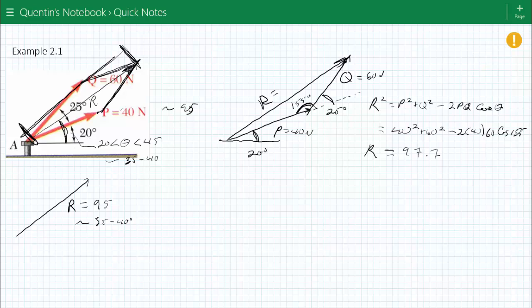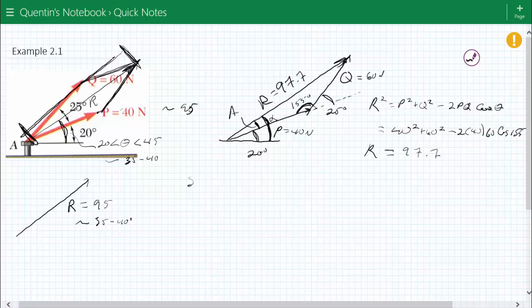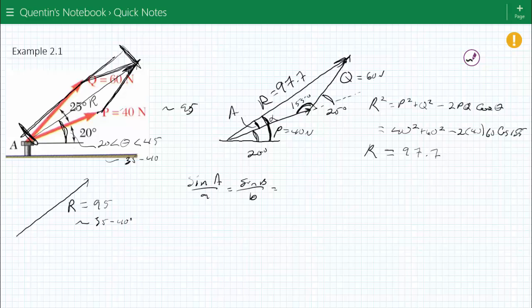Okay, so now we know the magnitude. This is 97.7. And now we need to find this angle, actually this angle here, which we'll call alpha. Well, we can't find that directly, but we can use the law of sines to find this angle. We'll call that A. So what is the law of sines? It's sine of A over A is equal to sine of B over B equals sine of C over C. So we know the magnitude of R, we know the magnitude of P and Q, and we know that angle.